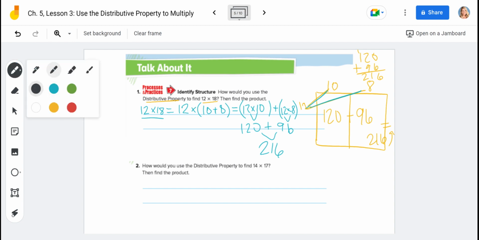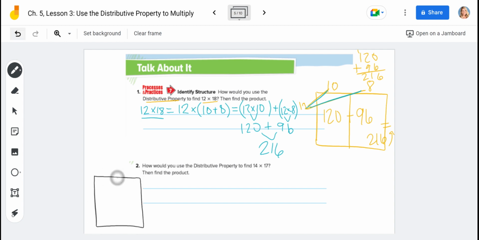So let's look at another one. Let's look at this bottom one. I'll put the area model over here for this one, making it kind of small. How would you use the distributive property to find 14 times 17? Then find the product. Well, let's do this one a little differently just to see how it would work.